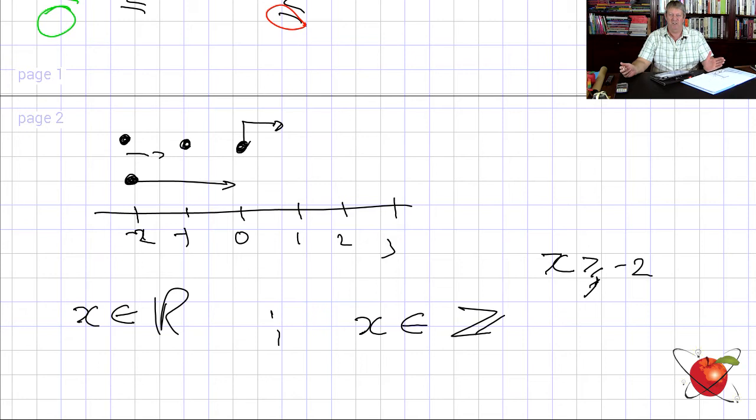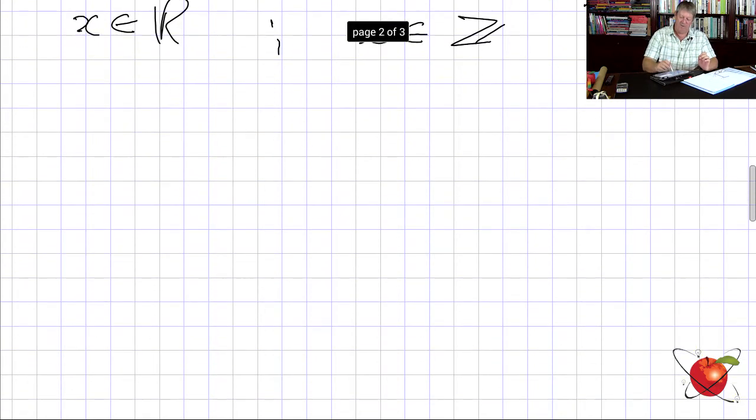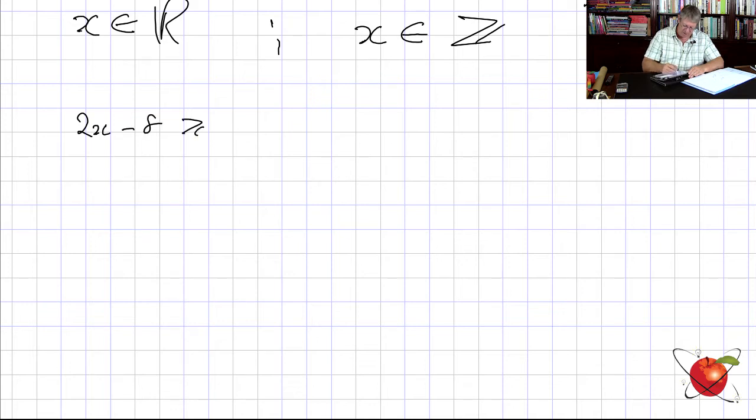So that's my integers. Now, the next thing we're going to do is look at solving one of these characters. Let's take this: 2x minus 8 greater than or equal to 0. 2x minus 8 greater than or equal to 0.